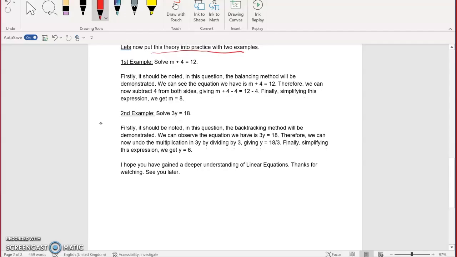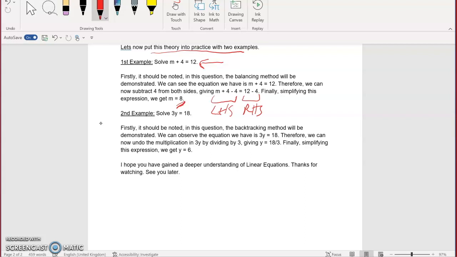So the first example we have today is solve m plus 4 equals 12. Firstly, it should be noted in this question the balancing method will be demonstrated. We can see the equation we have is m plus 4 equals to 12. Therefore, we can now subtract 4 from both sides, which will give us m plus 4 minus 4 on the left hand side equals to 12 minus 4 on the right hand side. Finally, simplifying this expression, we get m equals to 8, which is the answer.